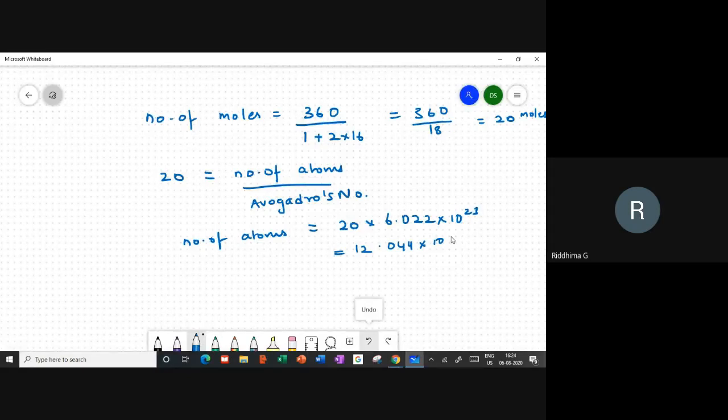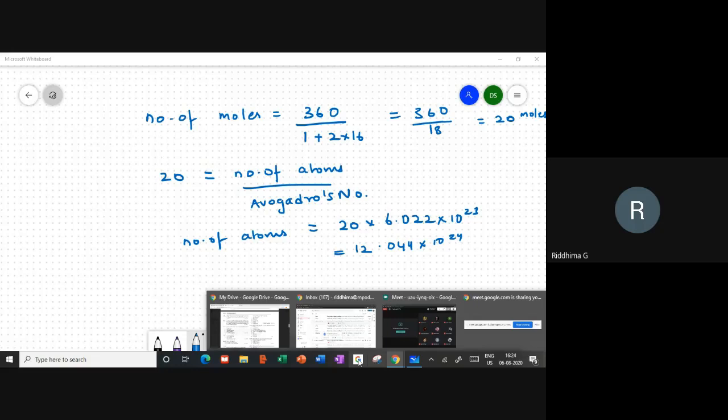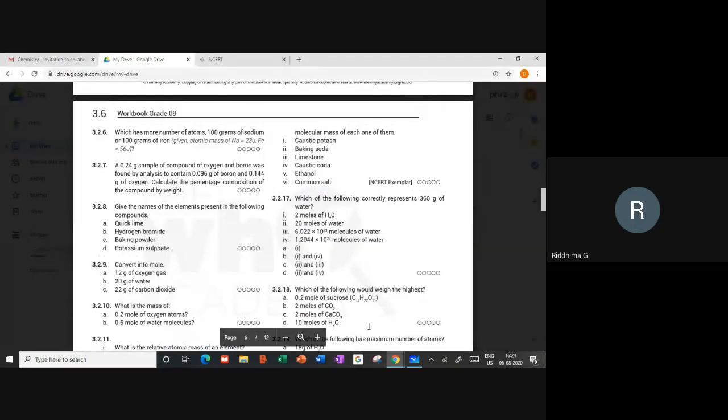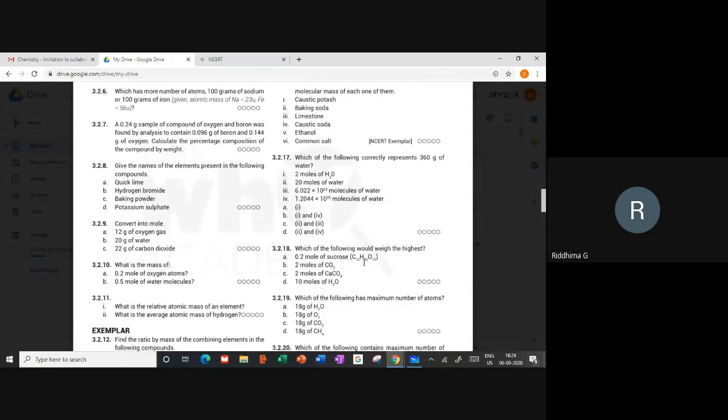So this will be 10 to the 24th, 1.2044. Correct. So you calculated both ways. That's how you get the answer for this MCQ. Basically, you use both the formulae and calculate. Okay. Same for the 18th one also. No, for the 18th one you just need to do it once using the first formula.